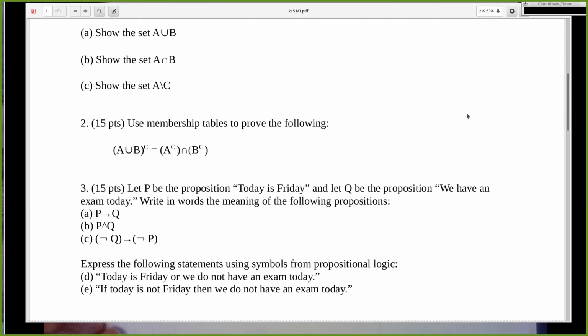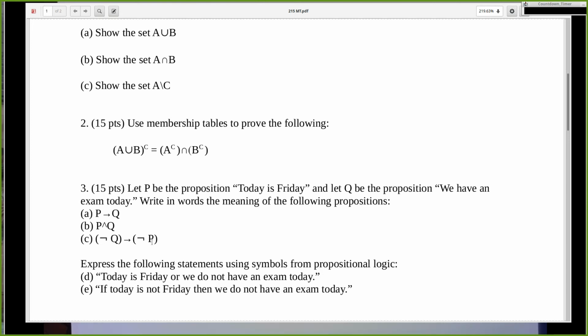All right, question 3 was playing around with some propositions. So today is Friday and we have an exam today. Those are the propositions P and Q. Write in words the meaning of the following. I didn't see a lot of troubles with this. So if today is Friday, then we have an exam today. This arrow is always an if-then. P and Q says today is Friday and we have an exam today. Not Q implies not P says if we do not have an exam today, then today is not Friday.